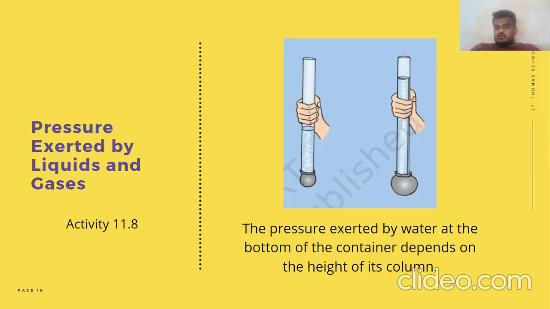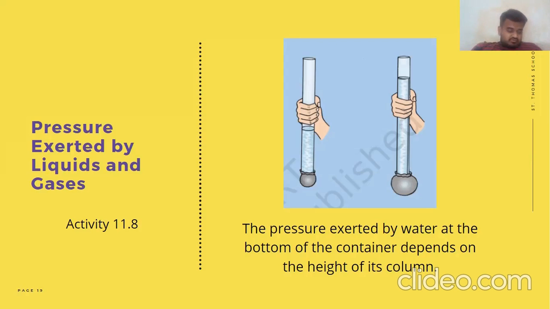You can simply observe in this given figure that there are two different tubes, two different pipes. In the first figure the balloon is not so bulged out, but in the second one it is. So why is this happening? You can see that in the first figure the water filled in this pipe or tube is very less, compared to the second one.